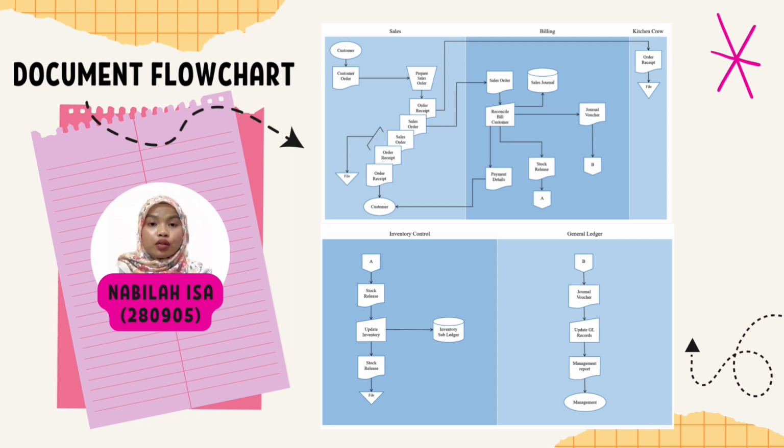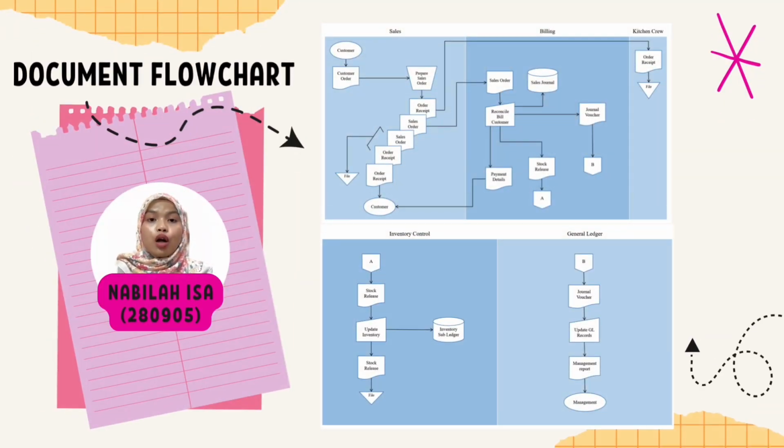In the inventory control department, the stock release will be updated to the inventory subledger and the system. Meanwhile, in the general ledger department, the journal voucher will be updated in the general ledger report. Then, the management report will be generated and sent to the manager. Last but not least, to conclude all of the document details, the document flow in this business is clearly shown in the document flowchart.